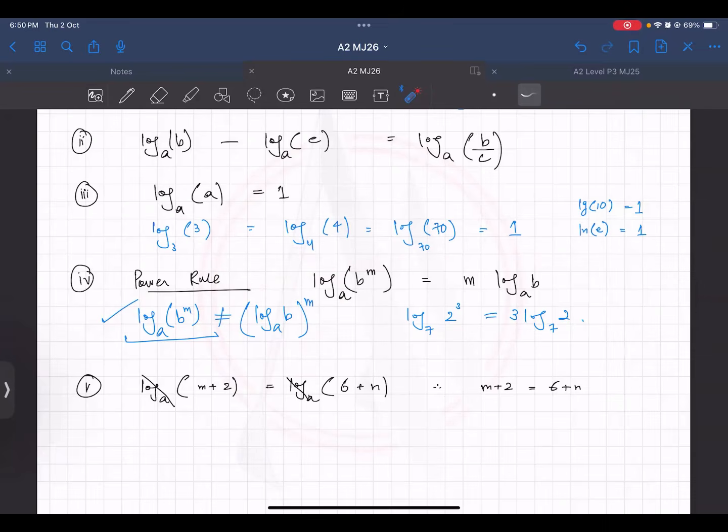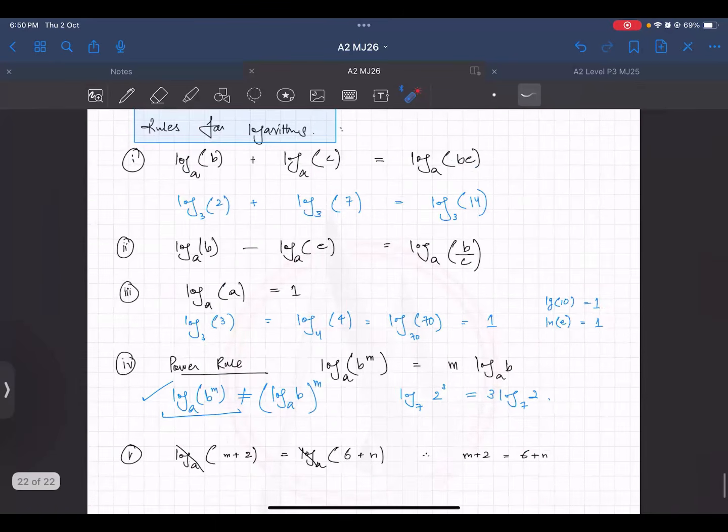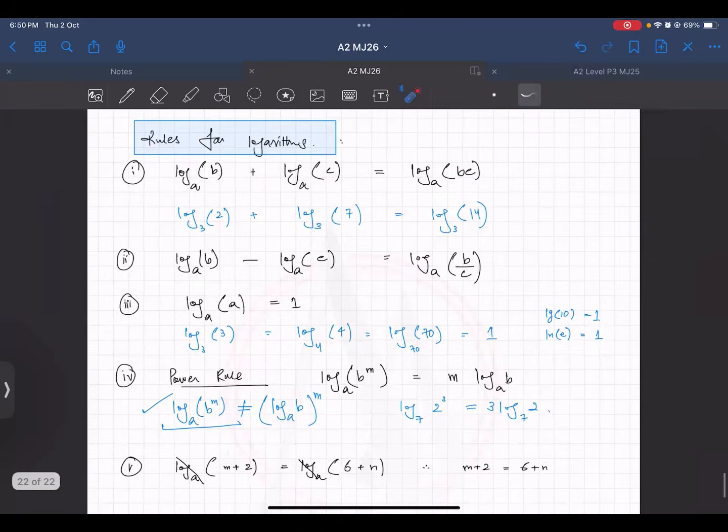Then you have the fifth one. This will help you solve the logarithmic equation. When you have the same base on both sides of the equation, you can cancel out the bases and the insides can be equated to each other. So log a of m plus 2, log a of 6 plus n. So log a cancels out, and then you can equate the insides. Copy down these rules for now.